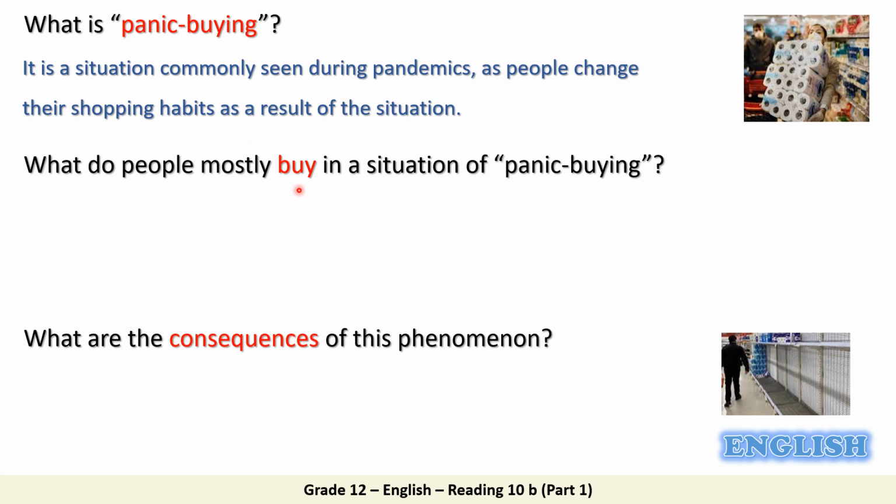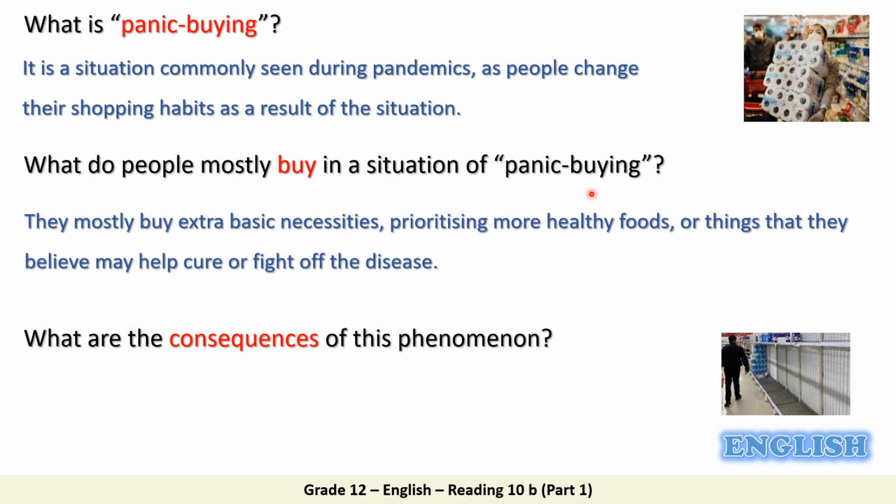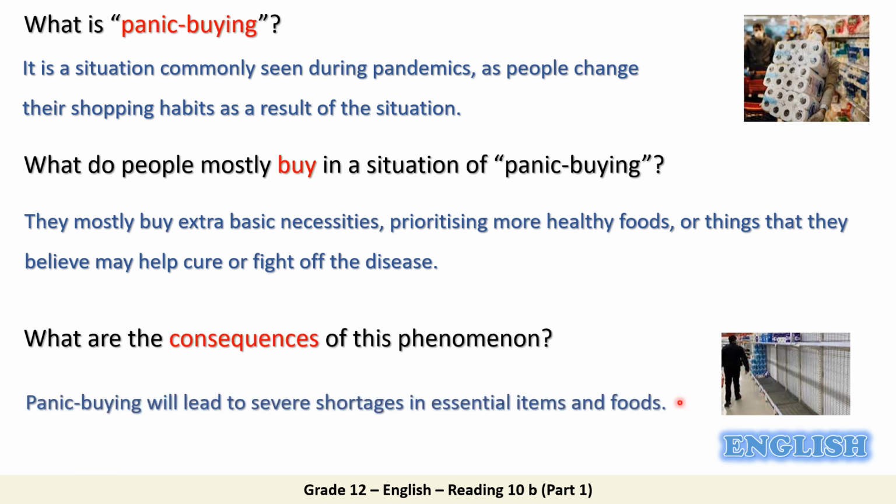What do people mostly buy in a situation of panic buying? Right, they mostly buy extra basic necessities, prioritizing more healthy foods or things that they believe may help cure or fight off the disease. And what are the consequences of this phenomenon? Is it clear right here? Right, panic buying will lead to severe shortages in essential items and foods.